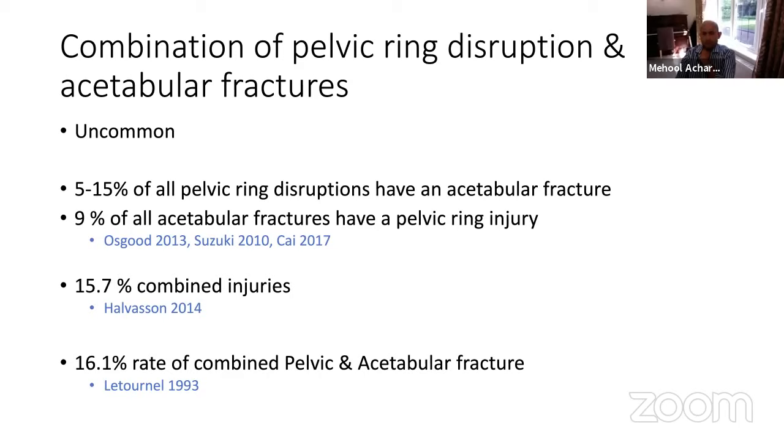So it's really important to understand these injuries. We've heard a lot about the anatomy of this fracture, and we've heard a lot about the displacement of the fracture. When you start putting these two injuries together, so a transverse family fracture type with a pelvic and acetabular injury, it's important to realize this is an uncommon injury. If you look at various series, there are percentages between 5 and 15% of all pelvic ring disruptions that have an acetabular fracture. 9% of all acetabular fractures are thought to have a pelvic ring injury.